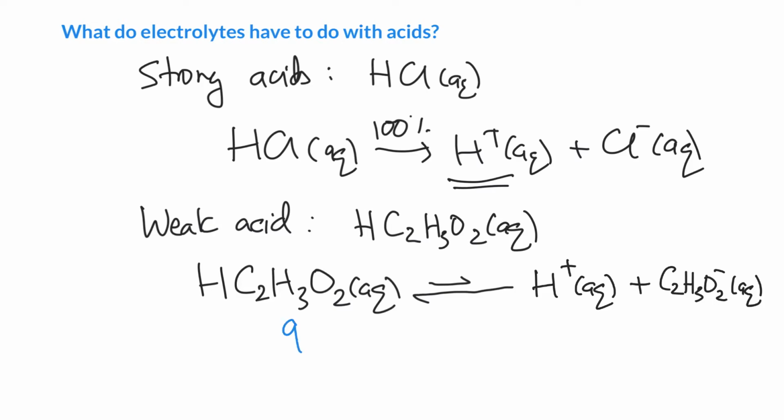And so we can say for every 100 of these molecules, 95, let's say, don't break down at all, and only 5 out of the 100, so 5%, break down. So even though you might have 1 mole of hydrochloric acid and 1 mole of acetic acid, it turns out that 1 mole of acetic acid will only form 0.05 moles of hydrogen ion, let's say, as opposed to something like hydrochloric acid, where that 1 mole would make 1 mole of hydrogen ion.